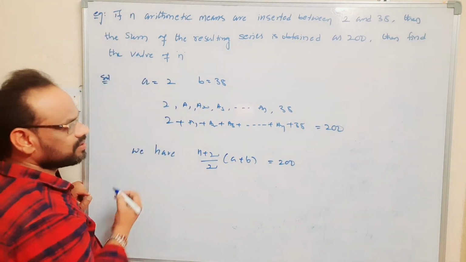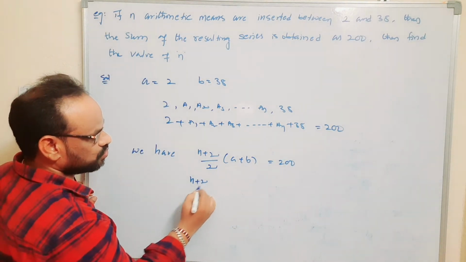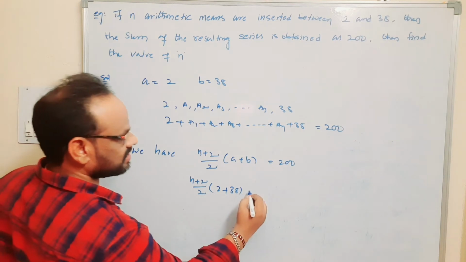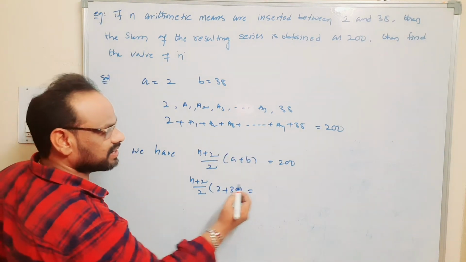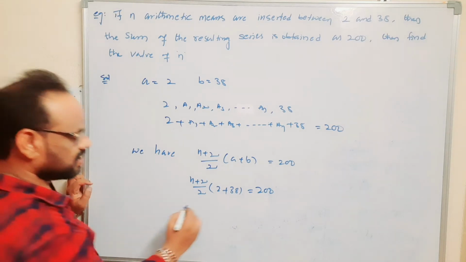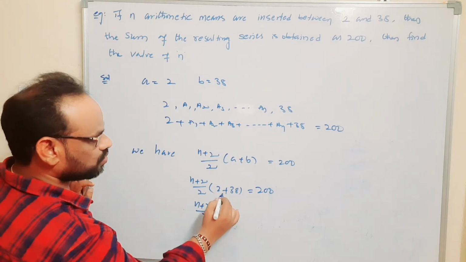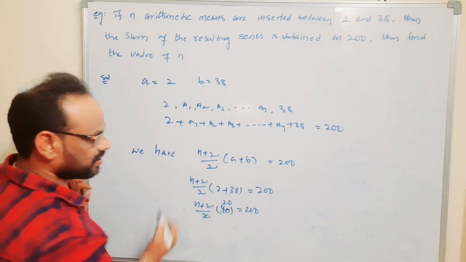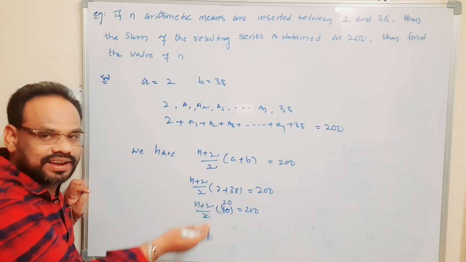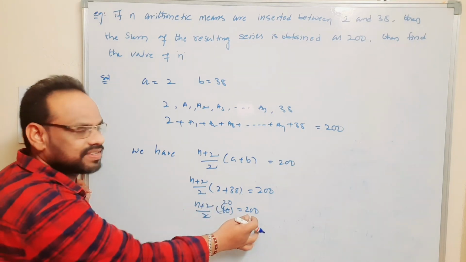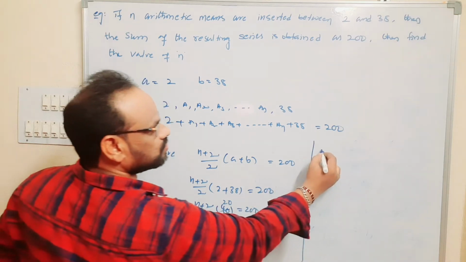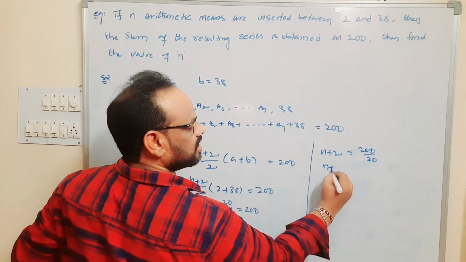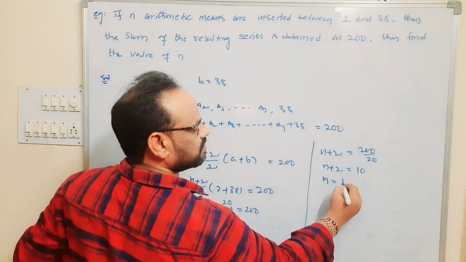200. The n value we don't know, we find the n value. n plus 2 by 2 into, here a value 2 plus 38, b value 38. So that's why 2 plus 38 is equal to 40, and n plus 2 by 2 into 40 is equal to 200. 2 ones are 2, 20s. If your 20 is transposed from LHS to RHS, it becomes division. So that's why n plus 2 is equal to 200 by 20. n plus 2 is equal to 10. n is equal to 10 minus 2.